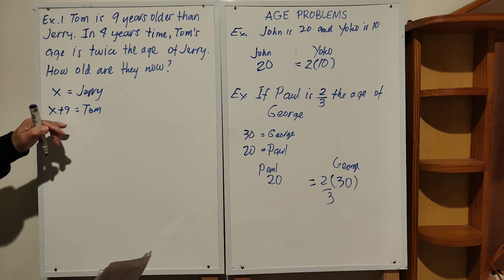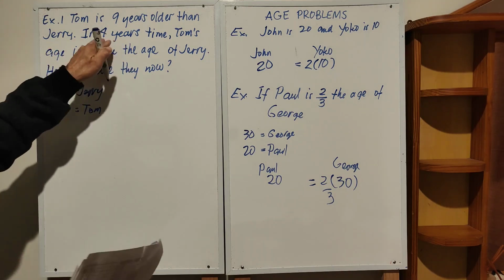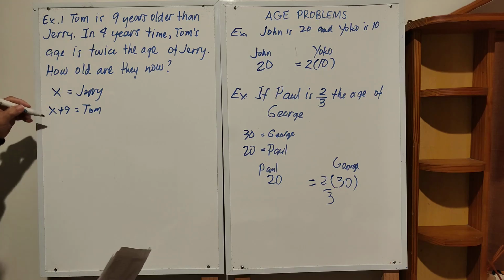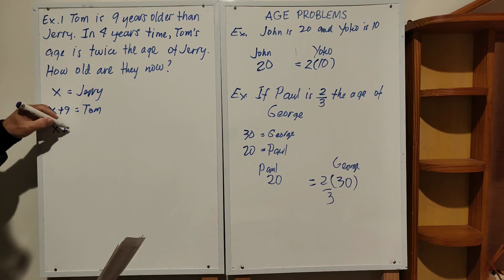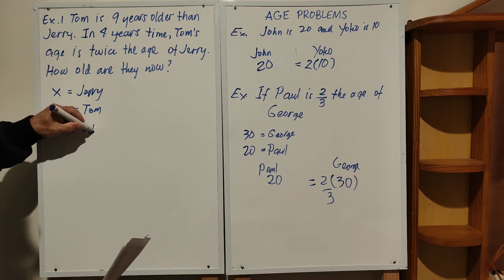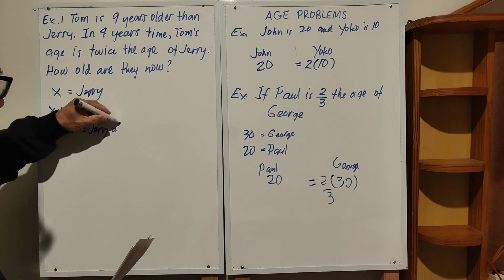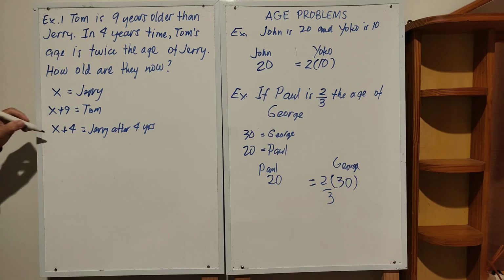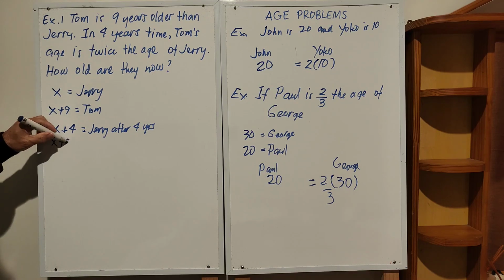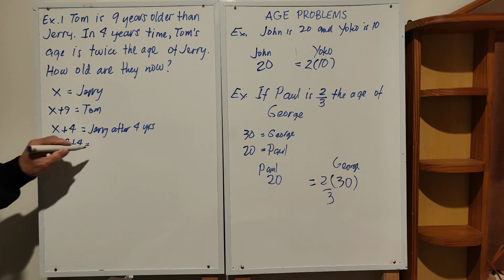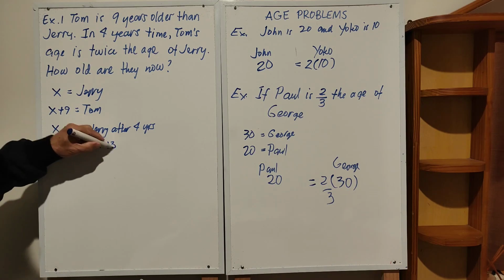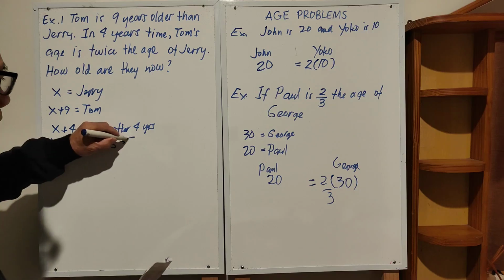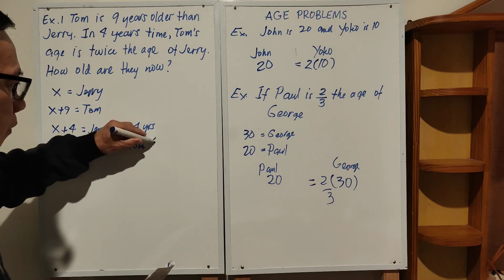So now, step 2: in 4 years' time, we will add 4 to both of them. So in 4 years' time, Jerry would be x plus 4. Now Tom would be x plus 9 plus 4, so that's x plus 13 for Tom in 4 years.